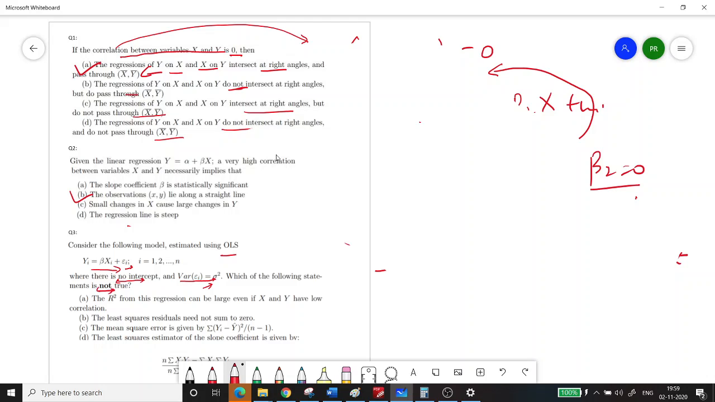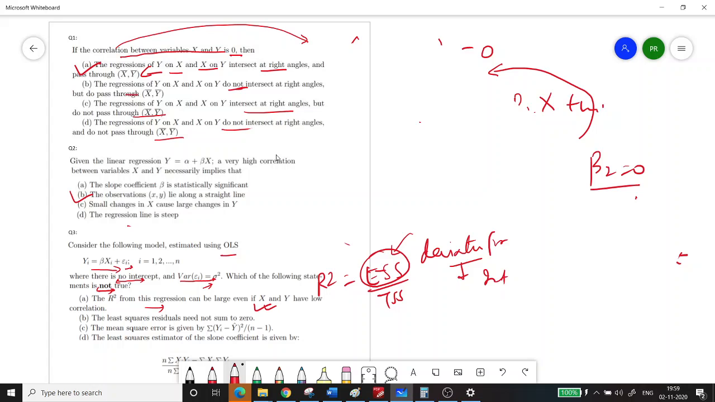Not true, it asks. So the first option says that the R square from this regression can be large even if X and Y have low correlation. So you must understand that R square is ESS upon TSS, and this ESS is expressed in deviation form, and this deviation form presupposes an intercept term. So this statement is true that the R square from this regression can be large even if X and Y have low correlation.